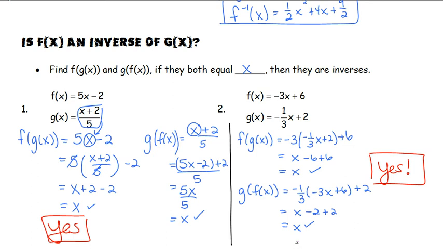Anytime you are asked to verify or show that things are inverses, you must show the f of g of x and the g of f of x, and you must show all of your steps. You can't just say yes or no. You have to justify your yes or no answer.